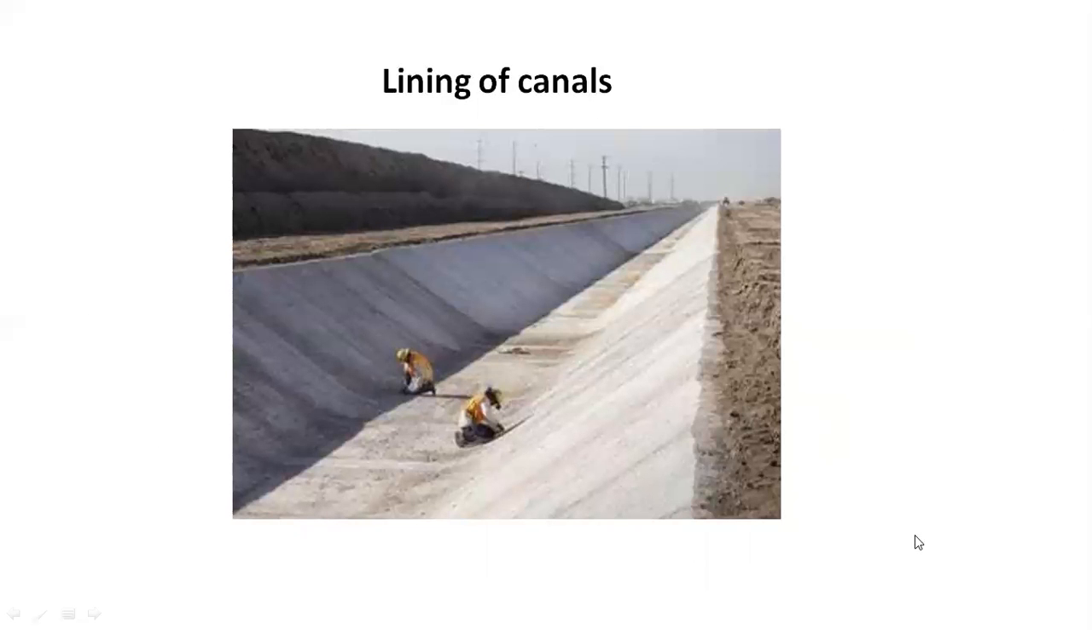This is lining of the canal. The diagram is showing you the lining of the canal by masonry. In this way, the water will not be seeped out, will not be percolated. So you are protecting the water, you are reducing the cost of water which is being utilized for irrigation and to feed your crop.